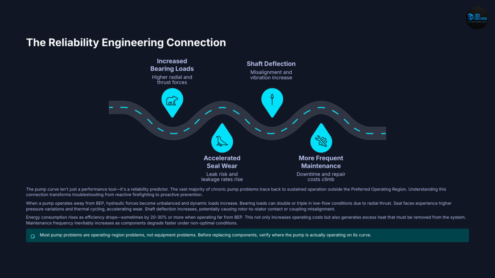Slide 10. Reliability connection. When a pump operates away from BEP, bearing loads increase, seal wear accelerates, shaft deflection increases, and maintenance frequency increases. This is why most failures are actually operating problems.